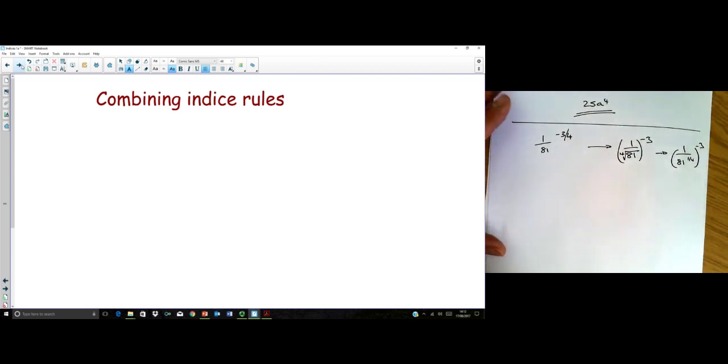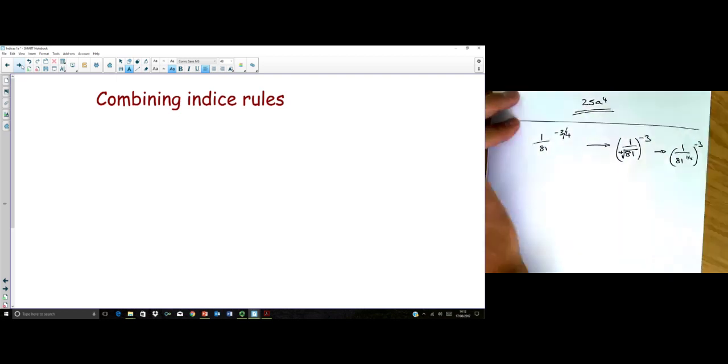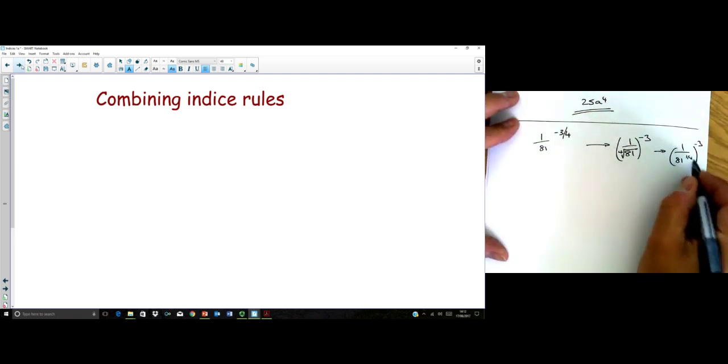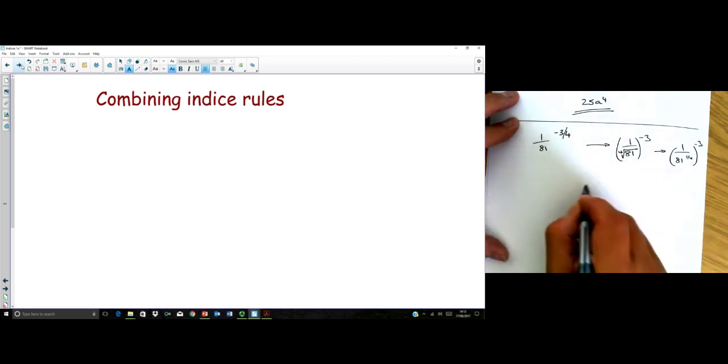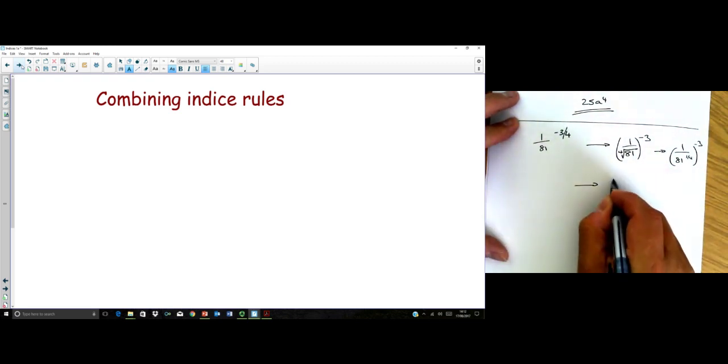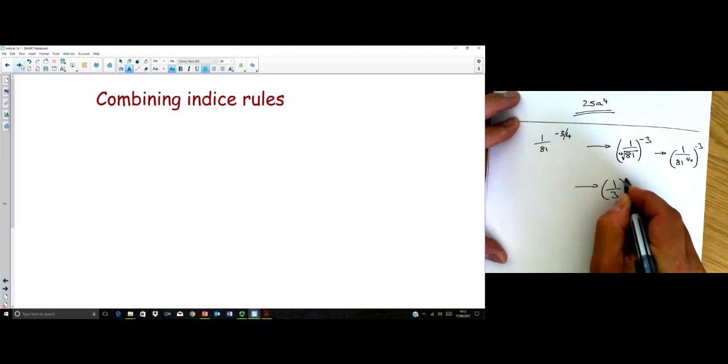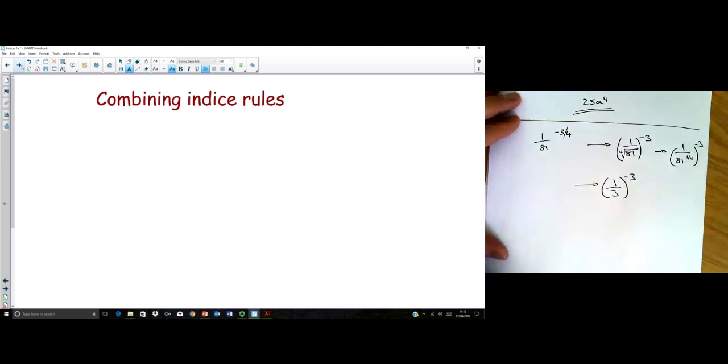Now, you might think, well, that's hopefully okay. Well, what is 81 to the quarter? 81 to the quarter is, you should go doing your calculators, 3. So this bit here is 3. So we now have got, this has become 1 over 3 to the minus 3. And it's looking a little bit more useful, a little bit easier than it was before.